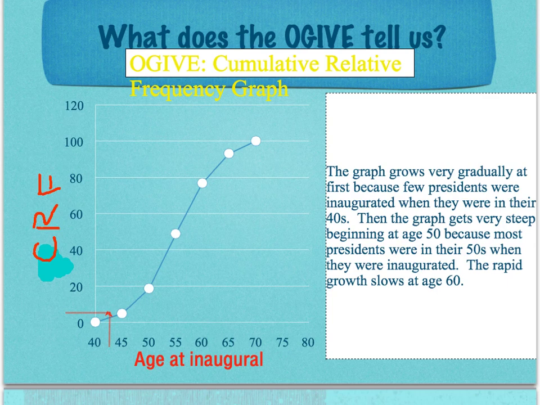So what else can we learn from our ogive? Well, we know that the graph at first grows very gradually. And so what that means is this gradual growth is that few presidents were inaugurated when they were in their 40s, from age 40 to 50. And then when we hit 50, we really increase rapidly until we get to about 60. So that means that most presidents were between 50 and 60 years old when they were inaugurated. And then after that, from 60 to 70, it starts fading off again. So we know that that growth slowed down at age 60.